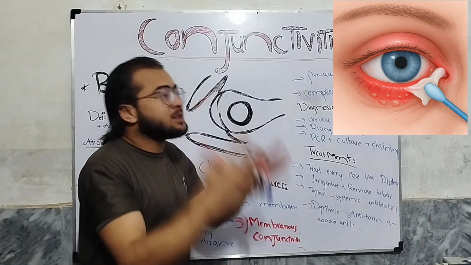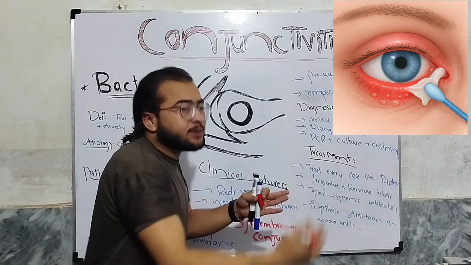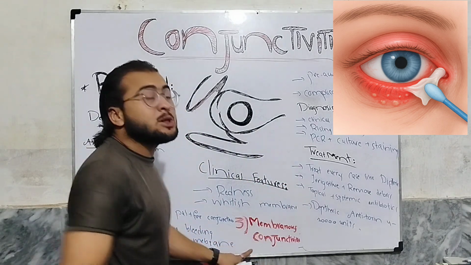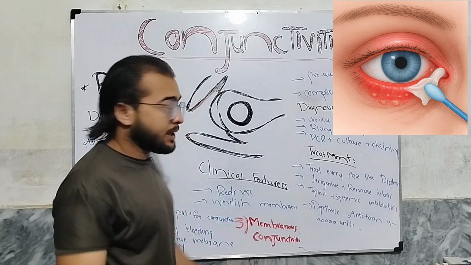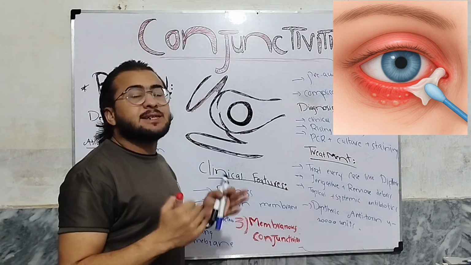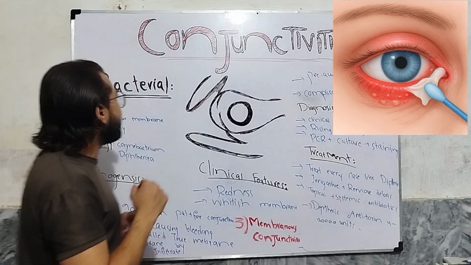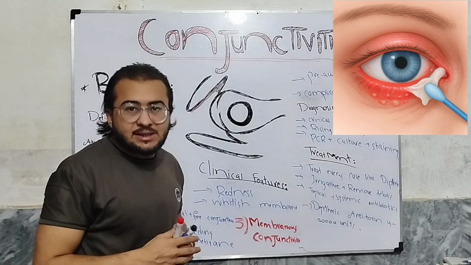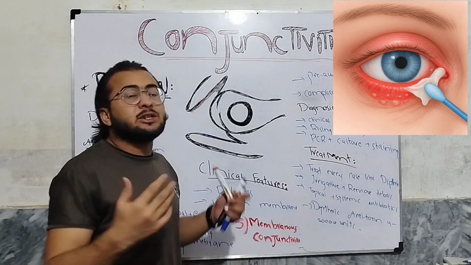So when a patient presents with acute redness and the formation of a membrane, we call it membranous conjunctivitis. It is caused by a bacterium, Corynebacterium diphtheriae. They say it is a rare cause of conjunctivitis nowadays because of the antitoxin of diphtheria.